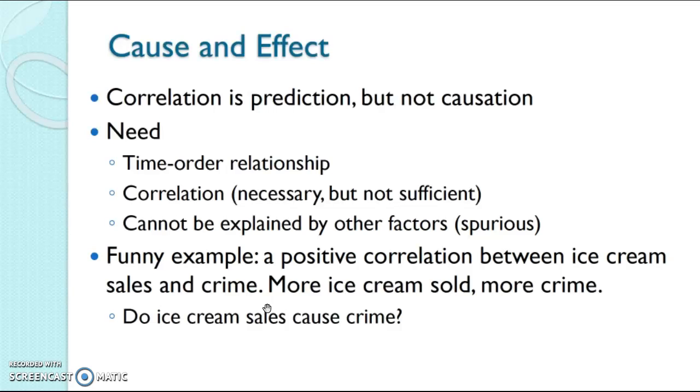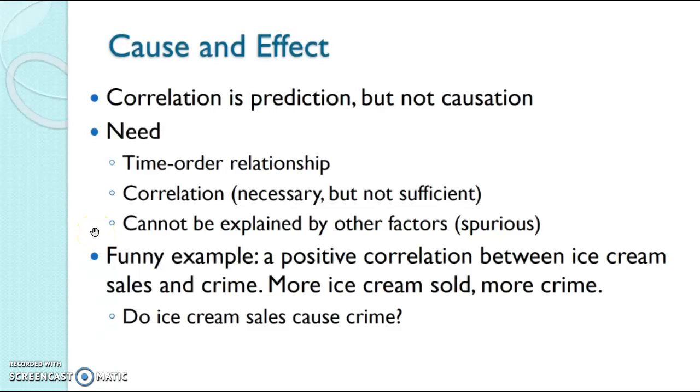So in order to get cause and effect, there needs to be a time order relationship. You need all three of these things. X has to come before Y in time. You need a correlation, okay? It's necessary, but it's not enough. And probably the most important and the most difficult one is that it can't be explained by other factors.